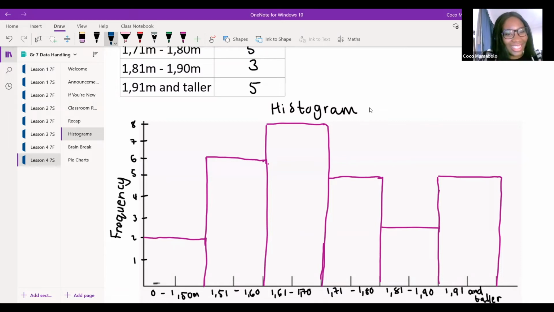Data is finished. The highest frequency for height is this one over here, 1.61 to 1.70.